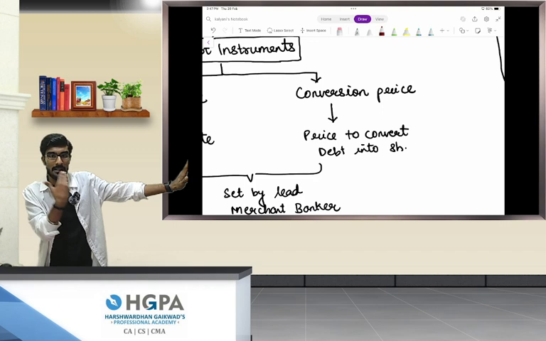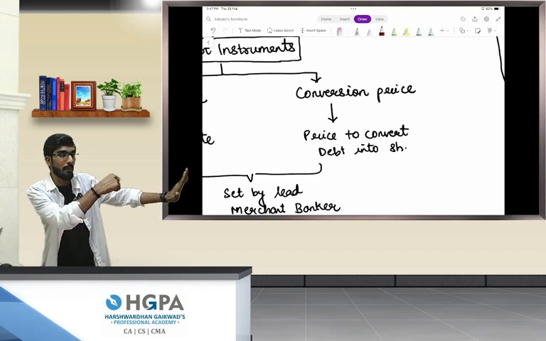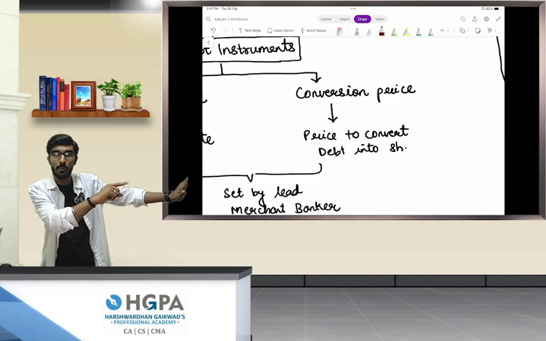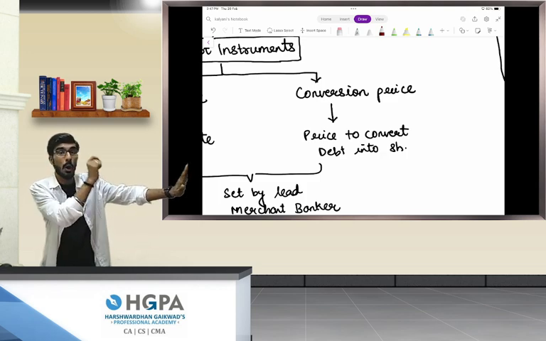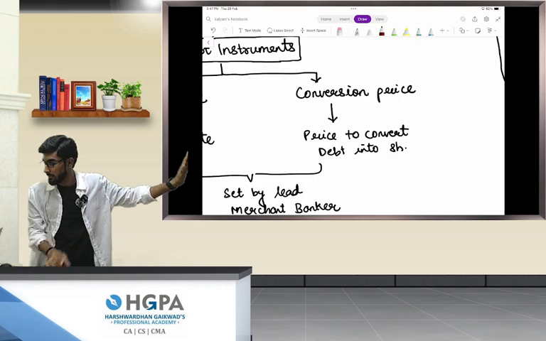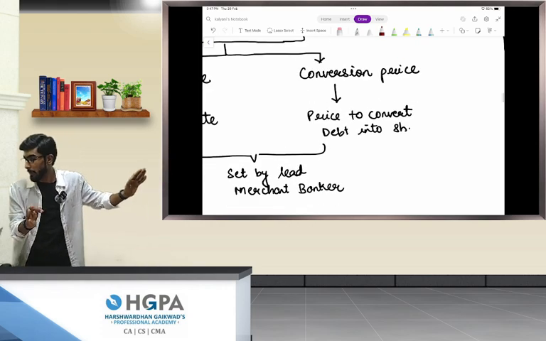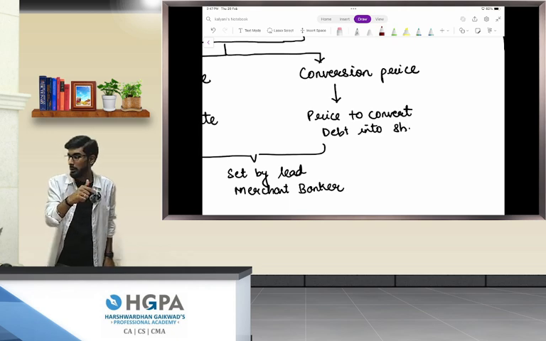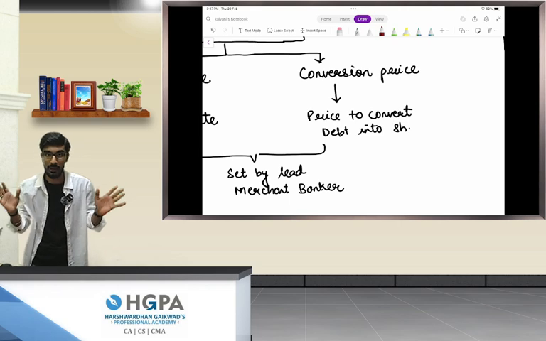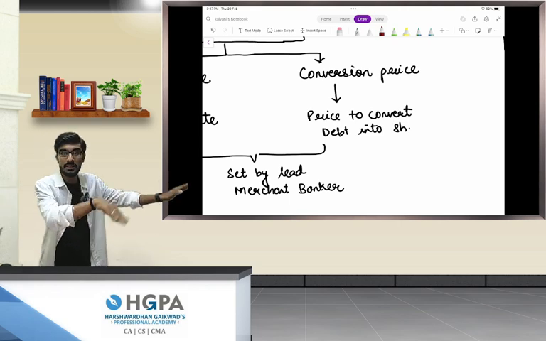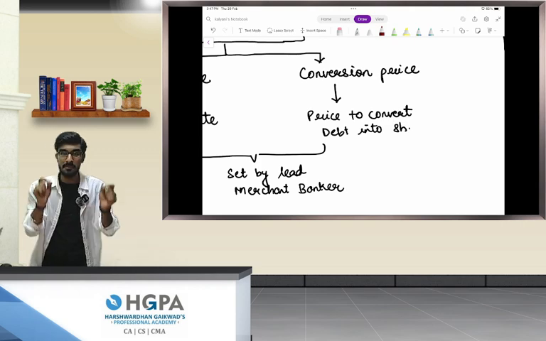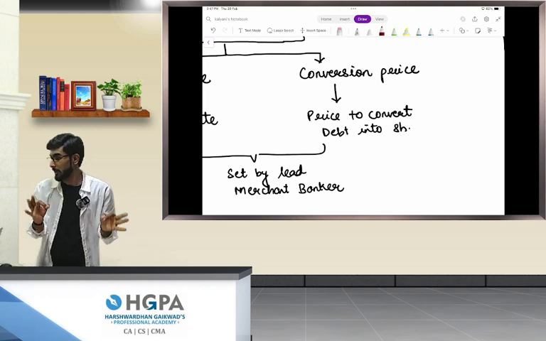Number 2 is conversion price. Let's say Lenskart tells the bank that after 1 year you can convert 1 lakh rupees into equity shares. So at what price do you convert this debt into equity shares? What should be the conversion price of this loan? It is basically set by a lead merchant banker.